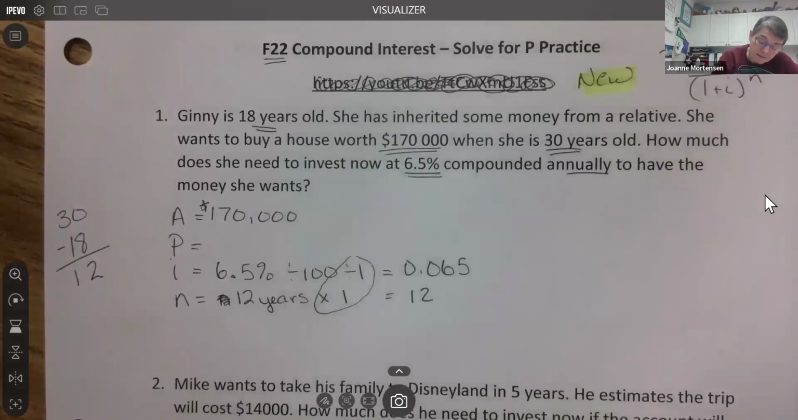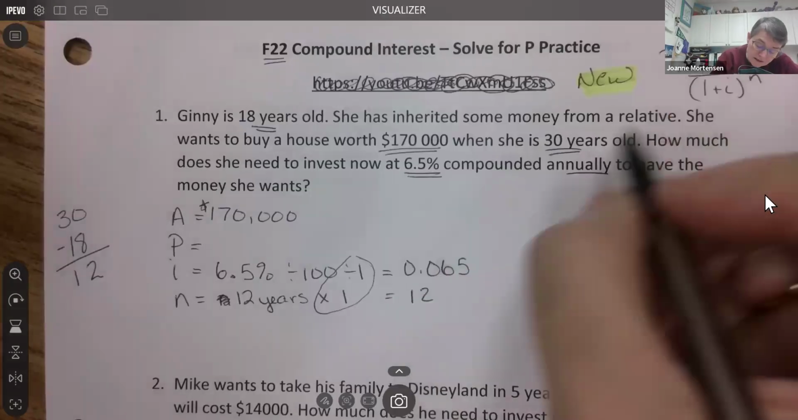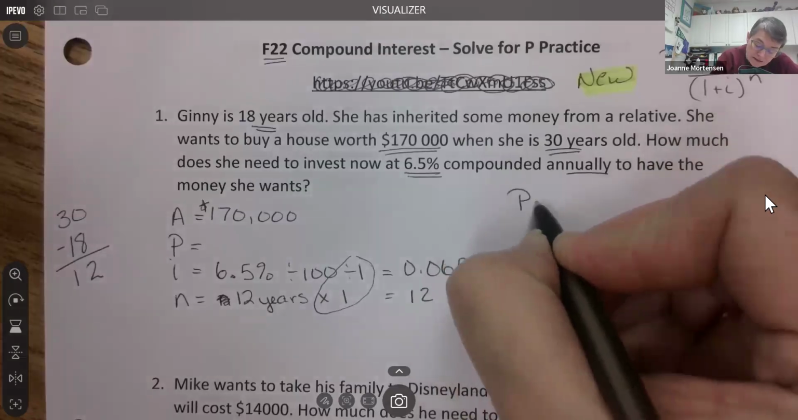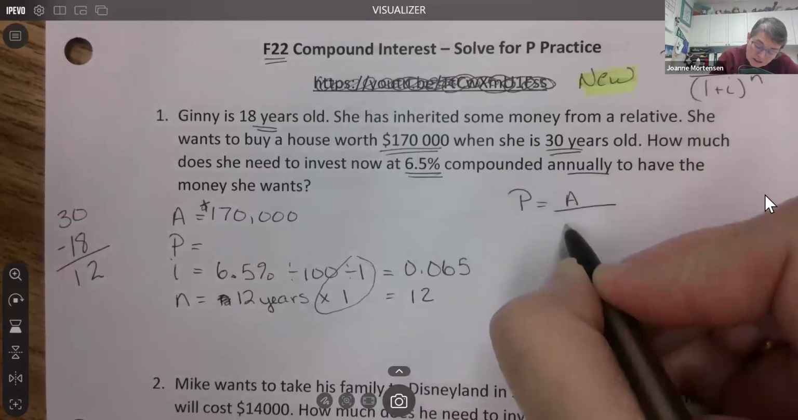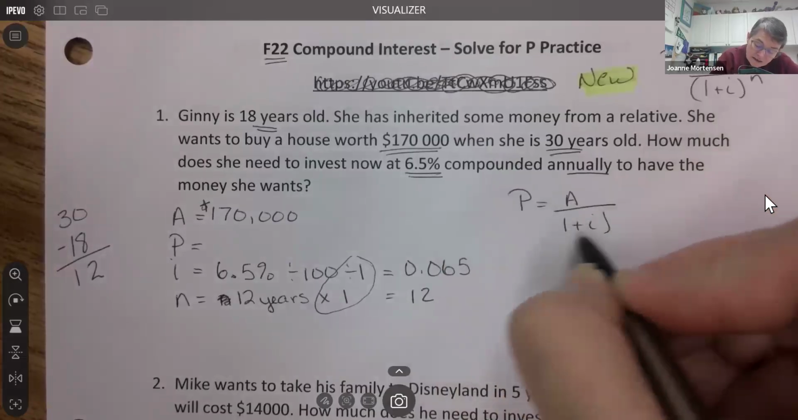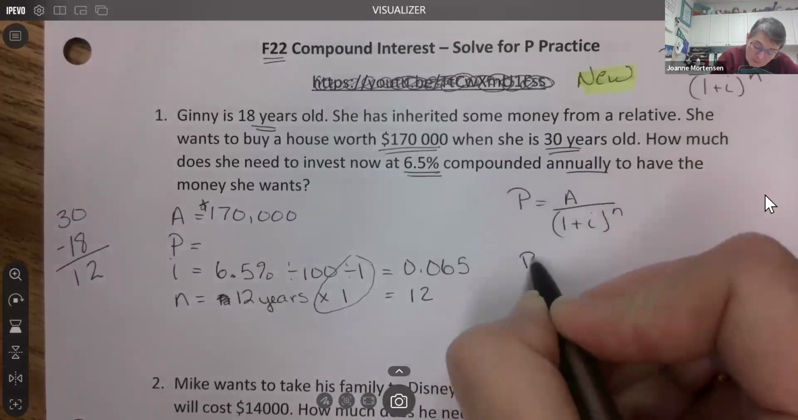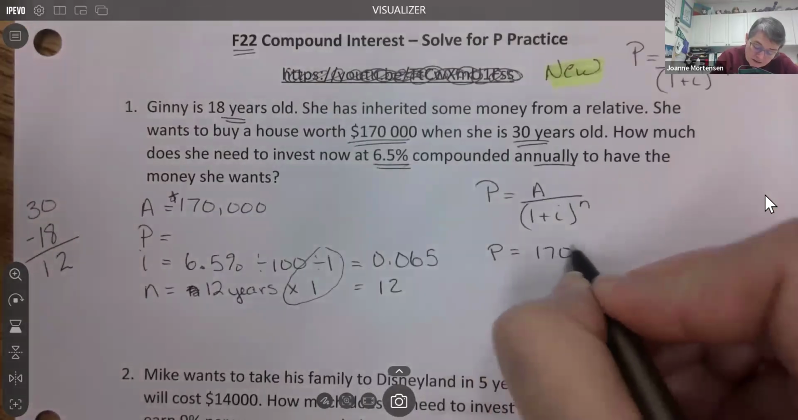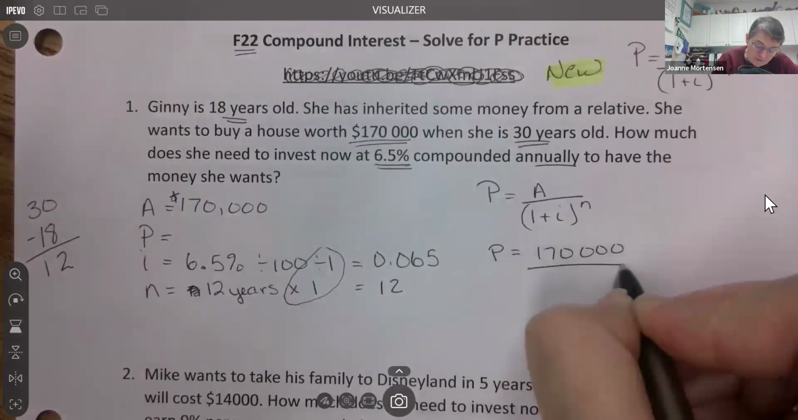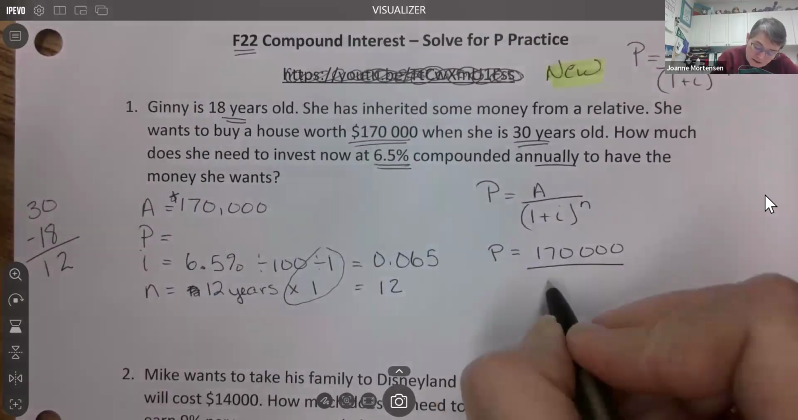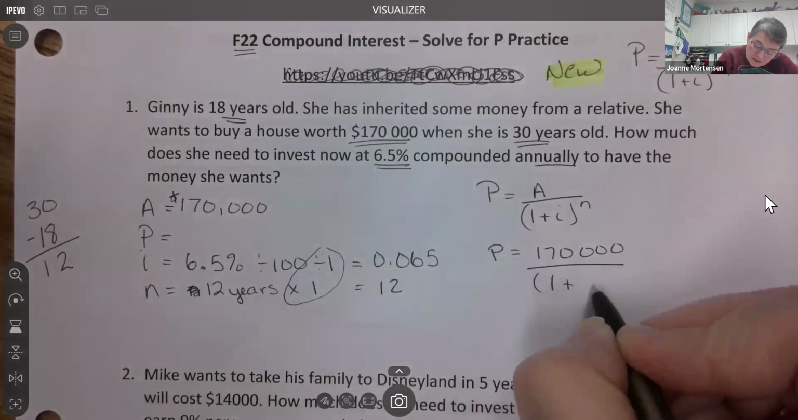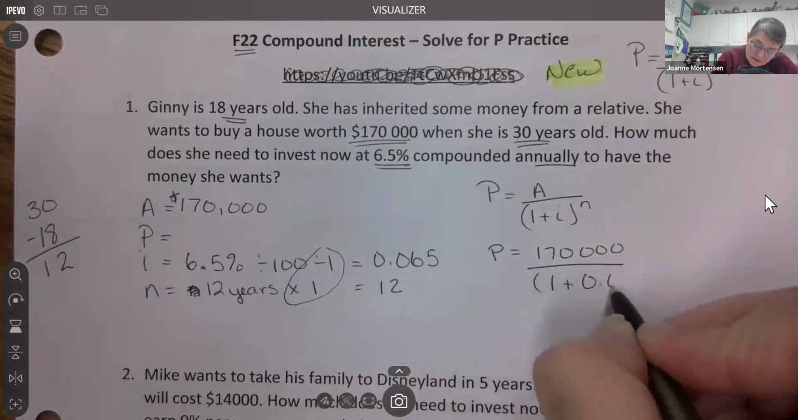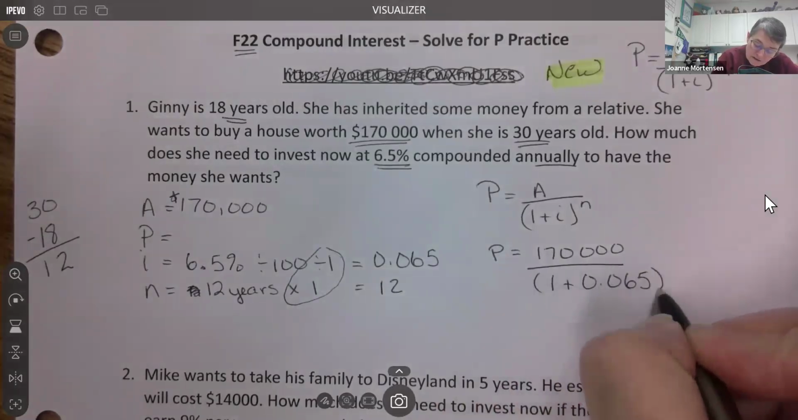Okay, anyway, we are finding P. So formula is A over 1 plus I to the N. P is equal to 170,000 divided by 1 plus 0.065 to the 12th.